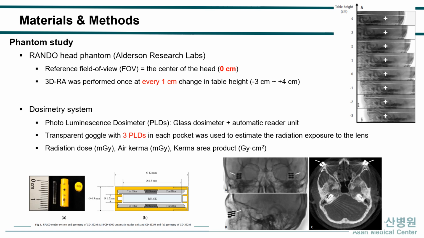We selected this device because of its low angular dependence, wide range of dose measurement, and convenient size for examination. Transparent goggles with 3 PLDs in each pocket were used to estimate the radiation exposure to the lens. Radiation dose, air kerma, and kerma area product were measured.